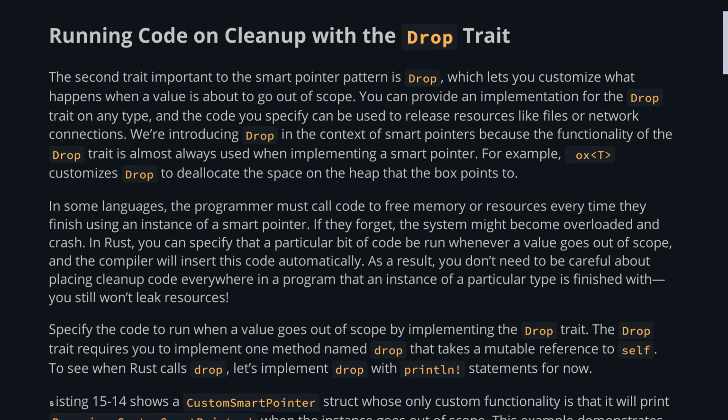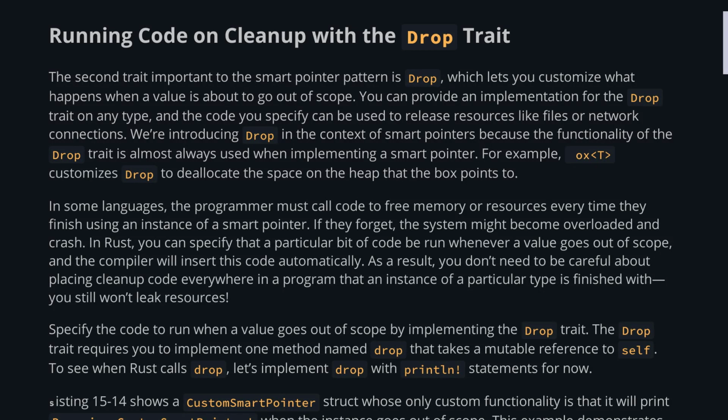You can provide an implementation for the Drop trait on any type, and the code you specify can be used to release resources like files or network connections. We're introducing Drop in the context of smart pointers because the functionality of the Drop trait is almost always used when implementing a smart pointer. For example, Box customizes Drop to deallocate the space on the heap that the box points to.